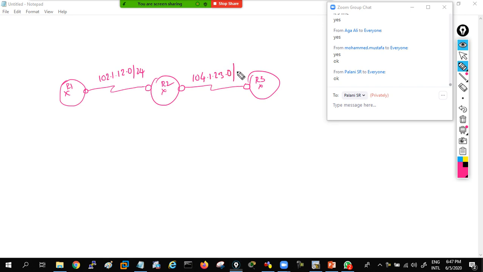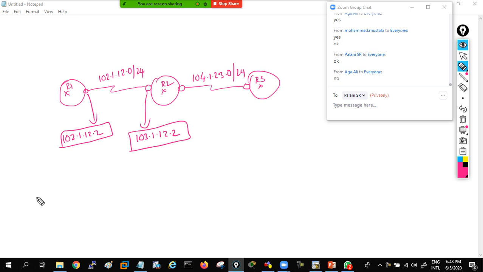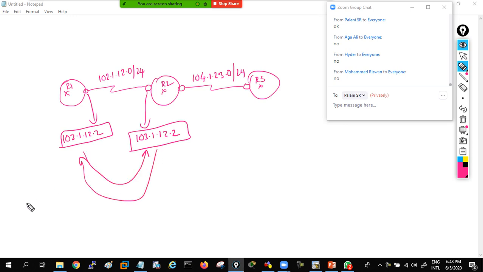104.1.23.0. Guys, I want to ask you one thing. If on router 1 I configure the IP address 102.1.12.2, and on the directly connected interface I configure 103.1.12.2, will router 1 and router 2 talk to each other? Say yes or no. No, they don't talk, right? Then in that case, will they exchange their information, their advertisements?